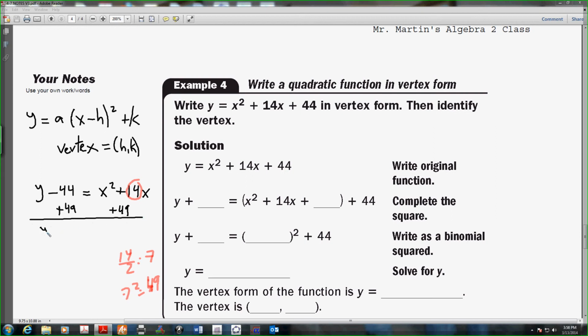And then now here I'm going to have y plus 5. And on this side I already have the perfect square. I'll just write it as a trinomial first. And you know that this is going to be what? Y plus 5 equals, now I factorize and it's a perfect square, so it's what? Plus 7 all squared. Then I just simply subtract 5 from both sides.